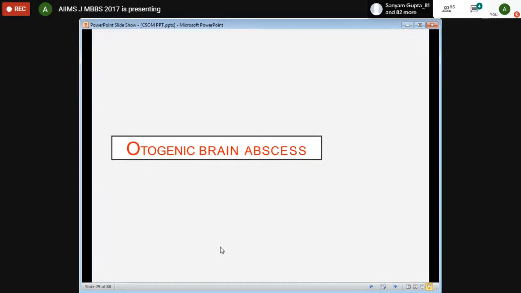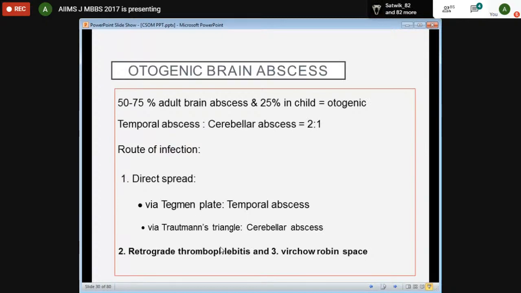Otogenic brain abscess. 50% of patients with brain abscess in adults and 25% in children have otogenic causes as the primary reason for the brain abscess. This is a very important thing: the most common otogenic brain abscess is the temporal abscess rather than the cerebellar abscess. The ratio is 2:1. The route of infection is via the tegmen.